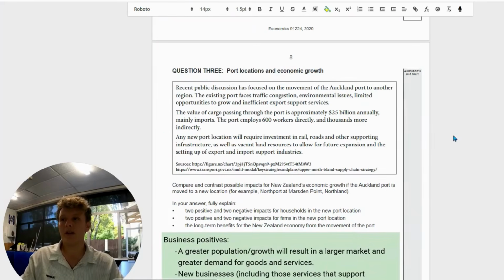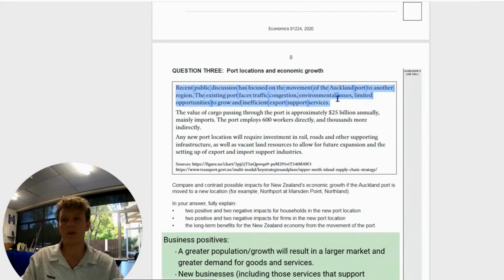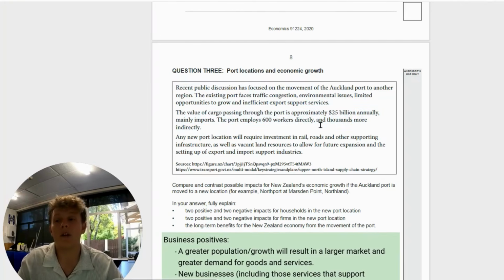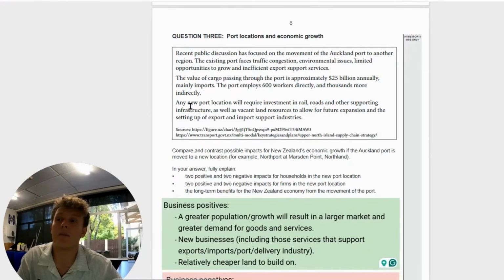Question 3. There's lots of congestion, environmental issues, and limited opportunities to grow. It's got a large value, as $25 billion passes through, and it hires 600 workers and thousands more indirectly. But they might consider a new port location. However, it's going to require lots of rail and road and other infrastructure, as well as lots of vacant land.